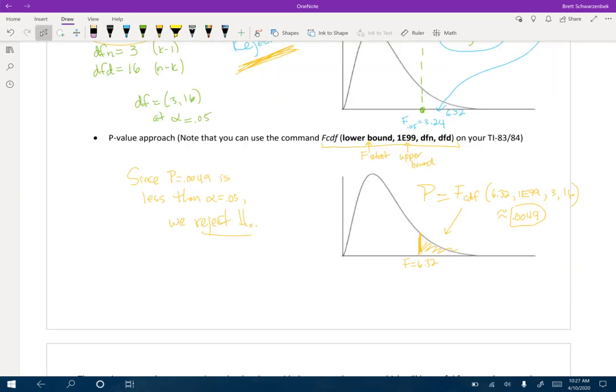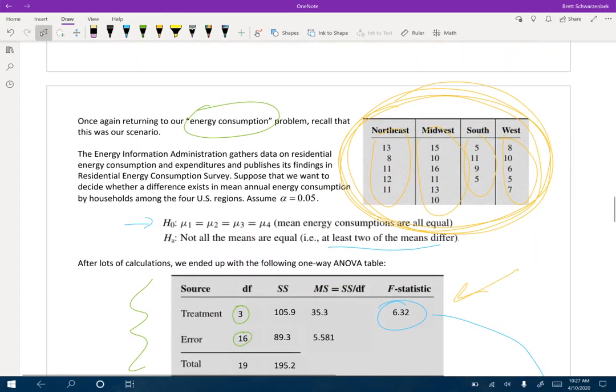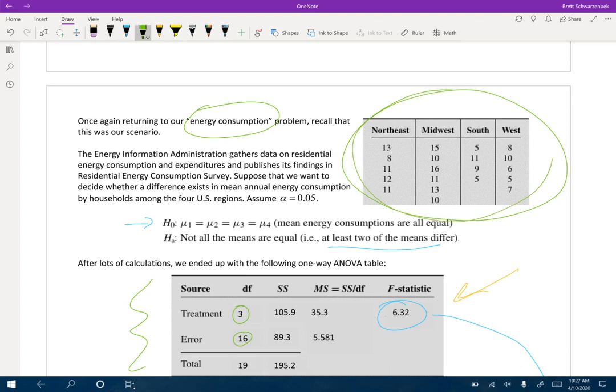The one thing about ANOVA problems is that the actual problem could be presented to you in a couple different ways. So for our energy consumption problem here, I meant to have the eraser out. For the energy consumption problem, we basically have all the regions and the data in each region, right? So that is a very common way for an ANOVA problem to be provided to you.